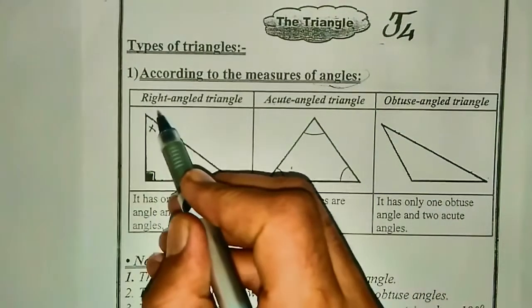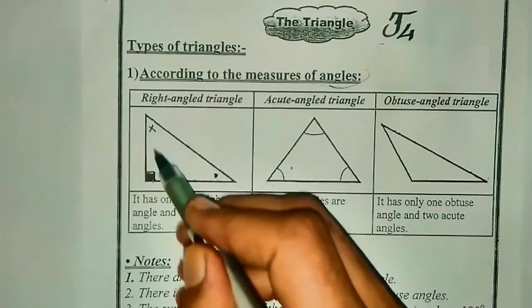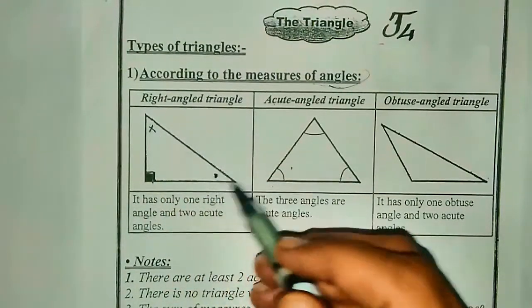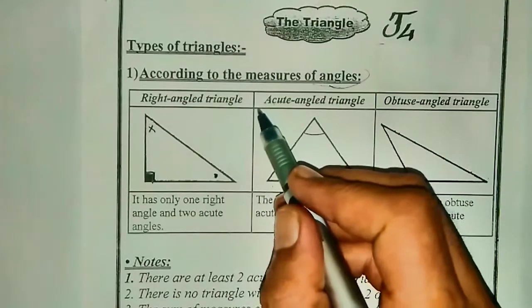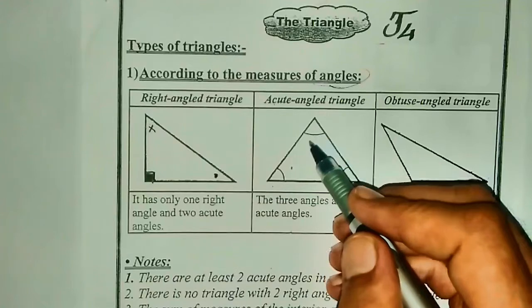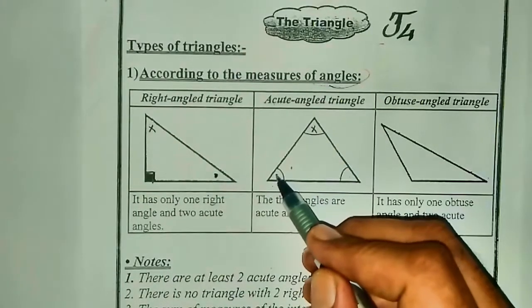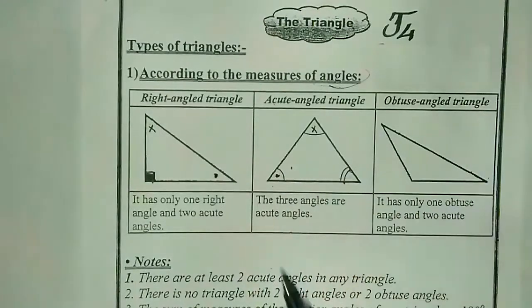First type, right angle triangle, has one right and two acute angles. A second type, acute angle triangle. This triangle has three acute angles. Three acute.